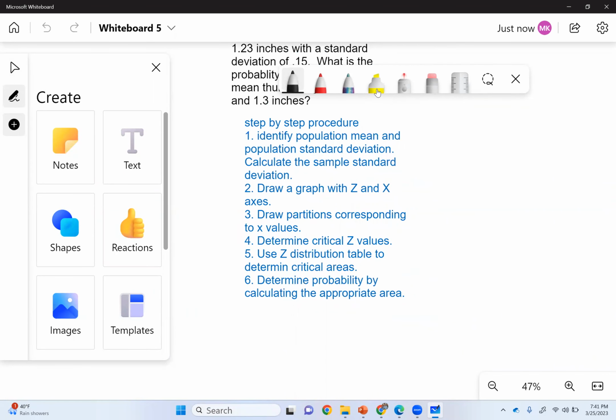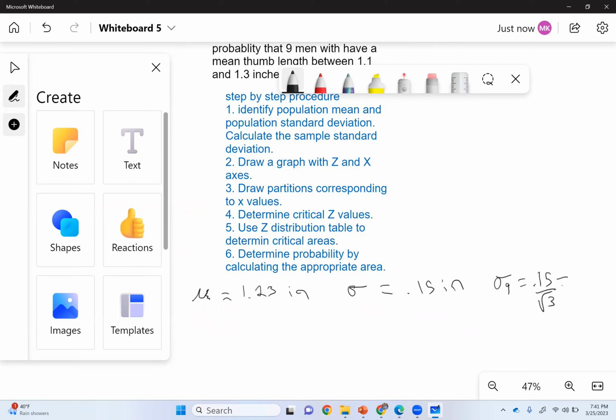First of all, identify the population mean and population standard deviation. The population mean is equal to 1.23 inches. The population standard deviation is equal to 0.15 inches. And the other part is calculate the sample standard deviation. Since we have a sample size of 9 men, we want to find the standard deviation for 9, which would be equal to 0.15 divided by the square root of 9, and that's equal to 0.05. All right, now let's draw the graph.